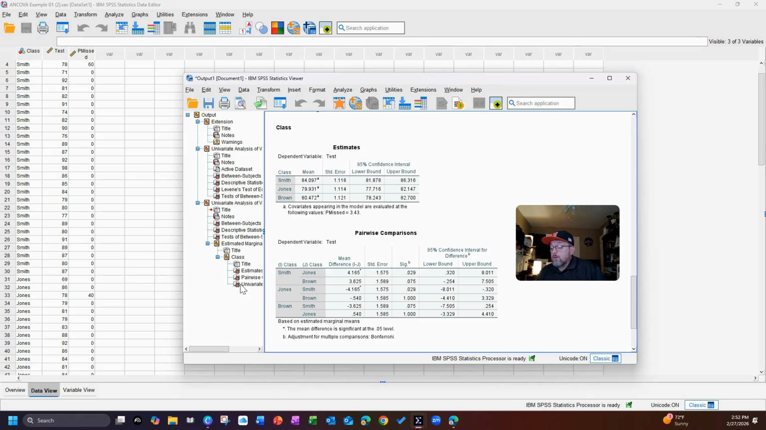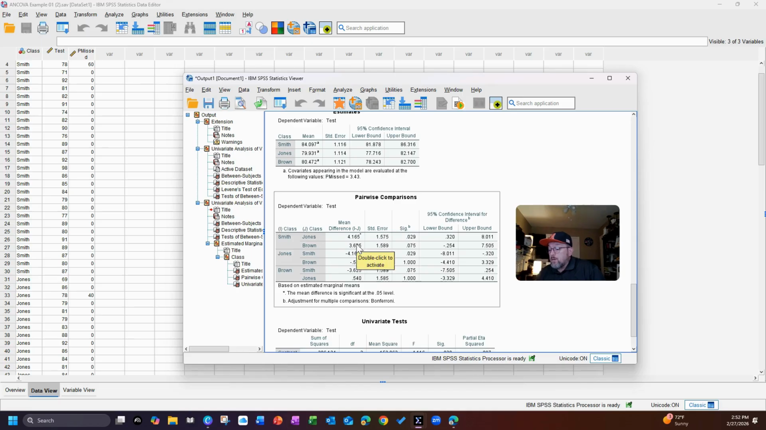Smith versus Brown has a p-value of 0.075, which is just above 0.05. So that difference is not statistically significant. And Jones versus Brown gives a p-value of 1. Essentially no difference between these two classes.